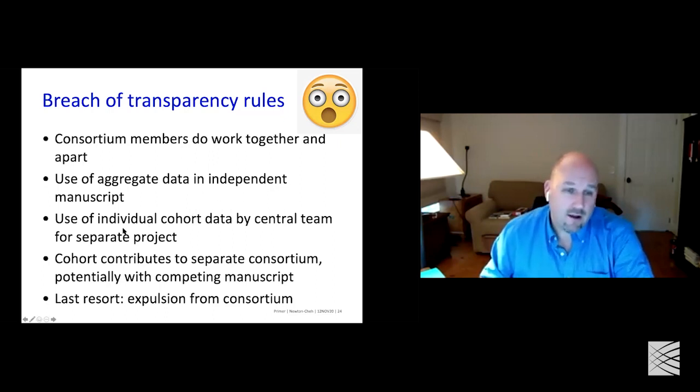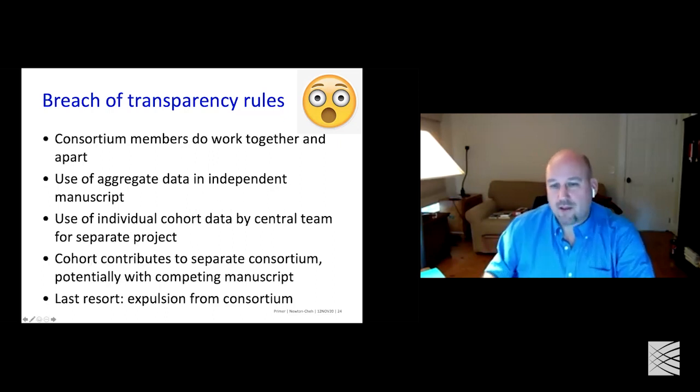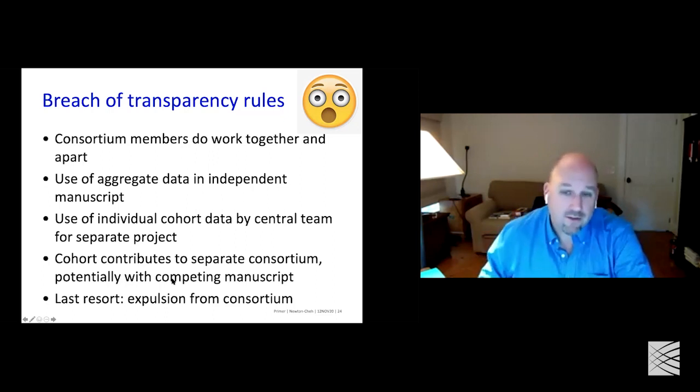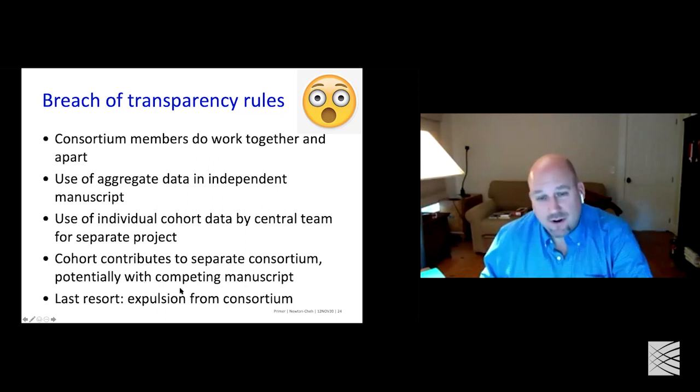And I've experienced one where a cohort might contribute to multiple consortia, including for the same analyses, potentially leading to competing manuscripts where the same data are being presented in more than one simultaneously submitted manuscript. And as a last resort, if someone has an infraction of the terms of participation, there can be expulsion from a consortium. Having participated in some of those discussions and observed that, I could say it's really messy and stressful, and you really are glad you have a steering committee that has had regular input and updates about what's going on in the project at those times.